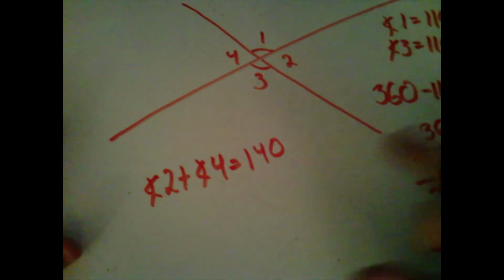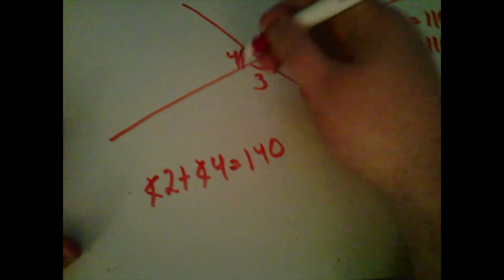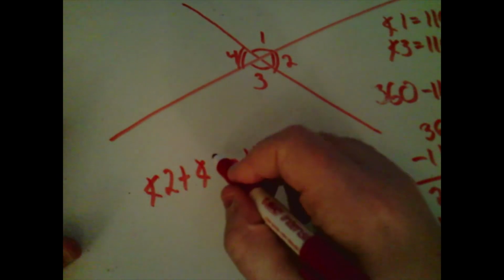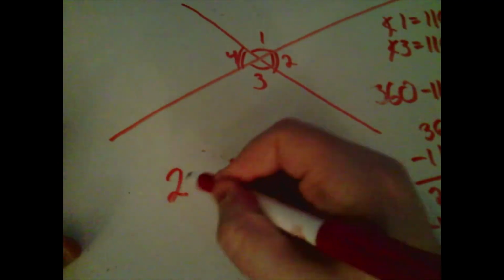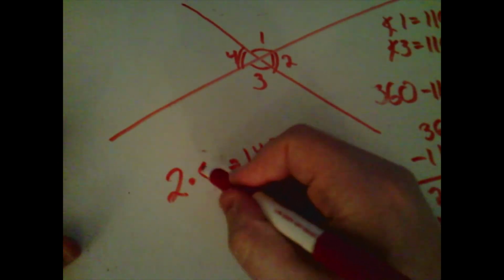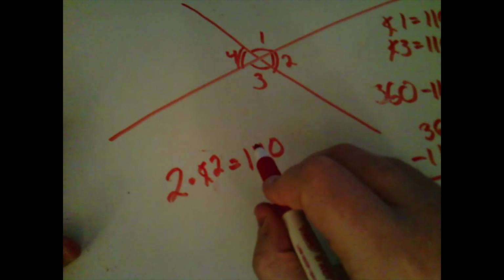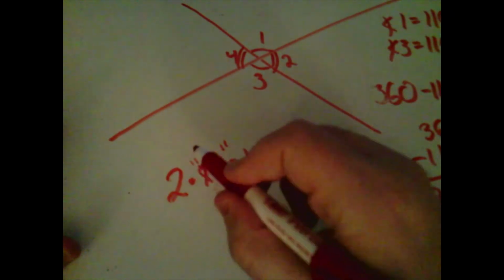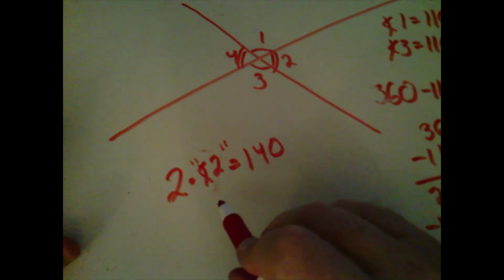Well, hold on a second. Angle 2 and angle 4 are actually also vertical angles. That means they're the same thing. So that means that angle 2 plus angle 2 is equal to 140. Or another way to write this is just that 2 times angle 2 is equal to 140 degrees. Okay? I'm going to put some parentheses around this so we know we're talking about angle 2, not the number 2 right here.